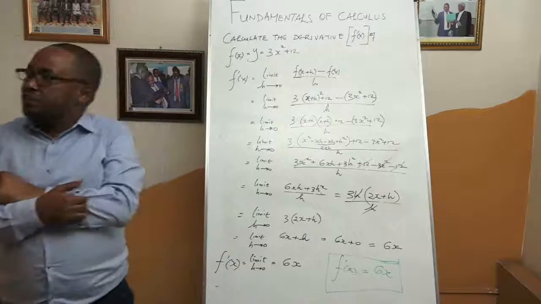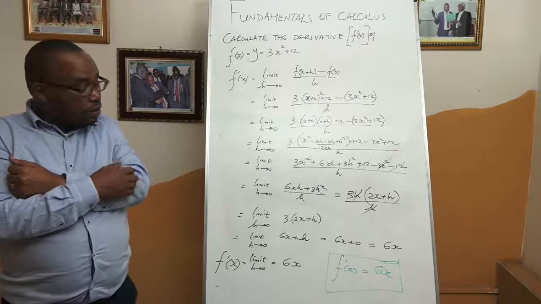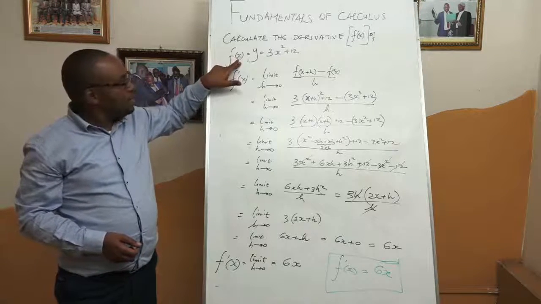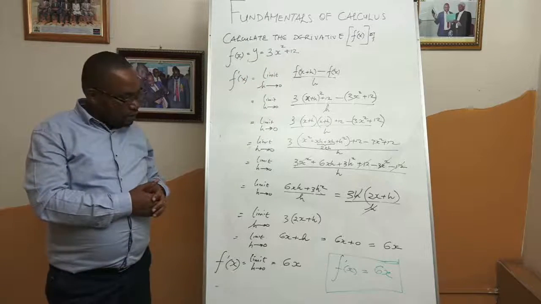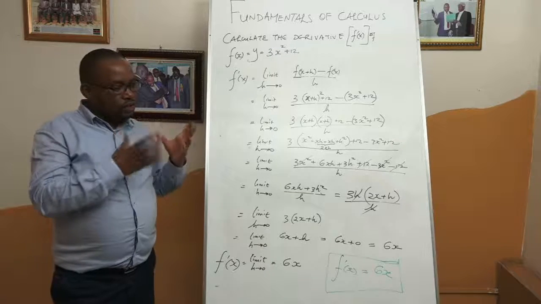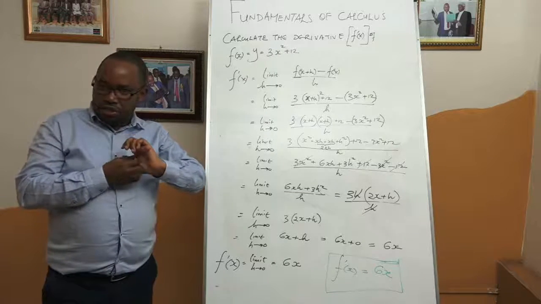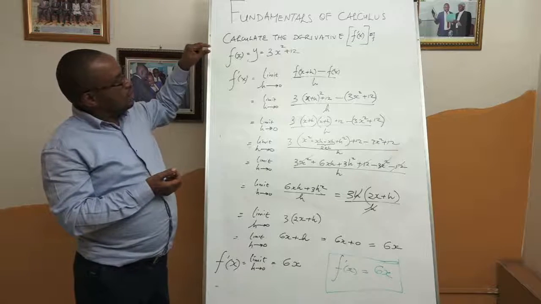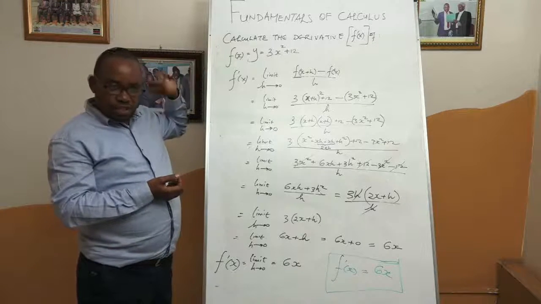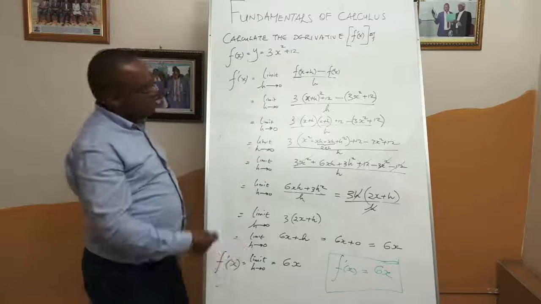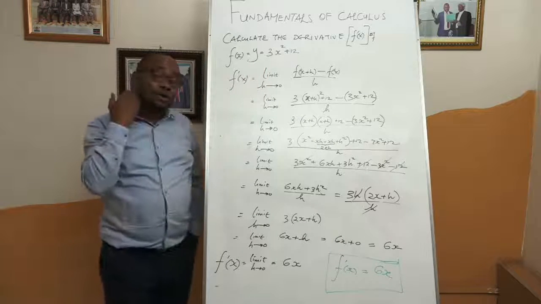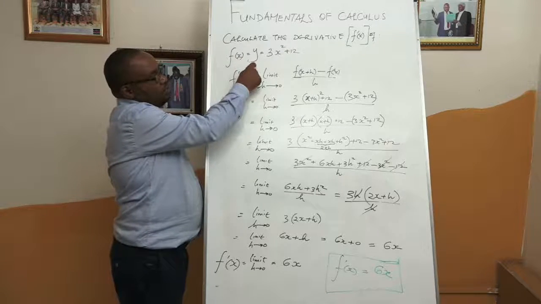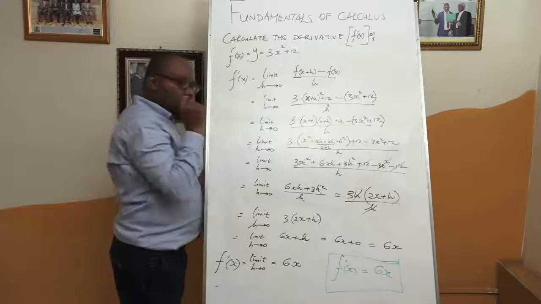I've taken you through this long process of calculating derivatives of a function like y is equal to 3x squared plus 12 for you to appreciate the shortcuts, because I will give you a shortcut on how to calculate the derivative of such an equation. It's called the power rule, for a function like y equals 3x squared plus 12, for example.